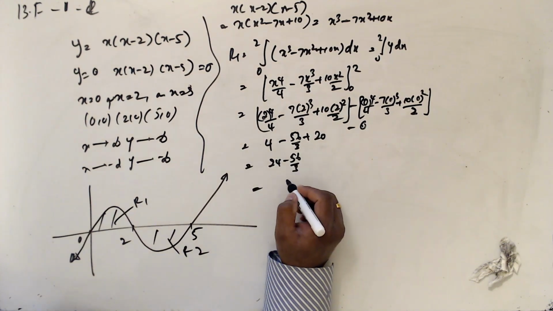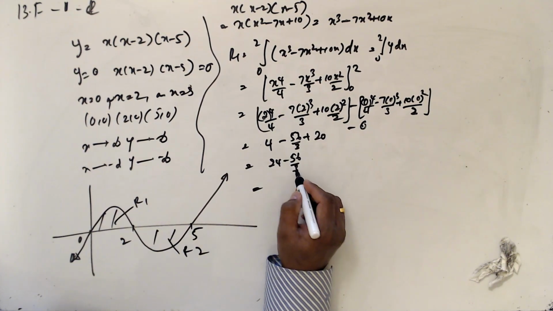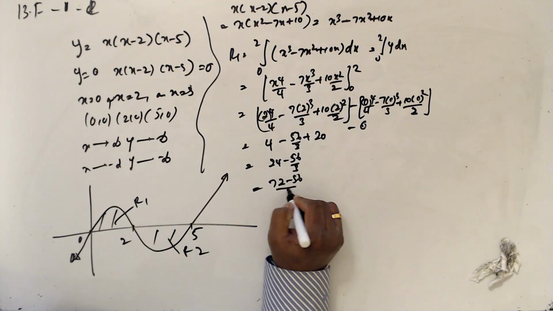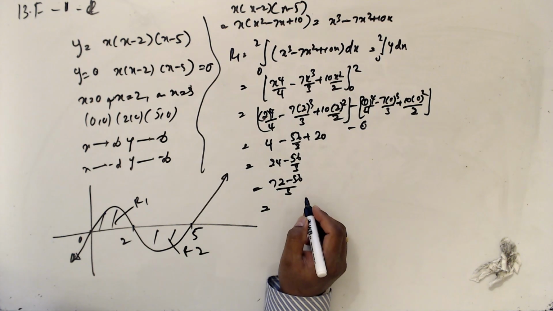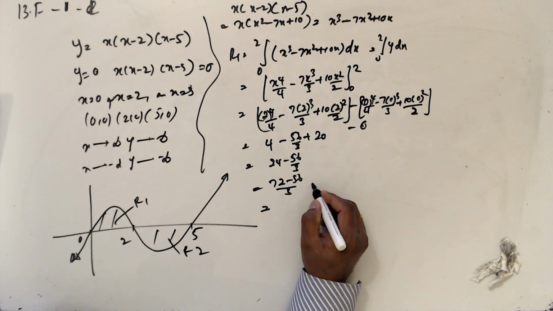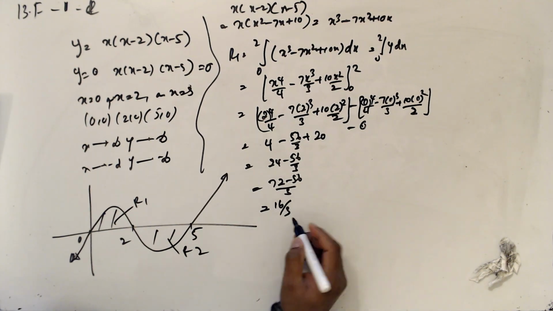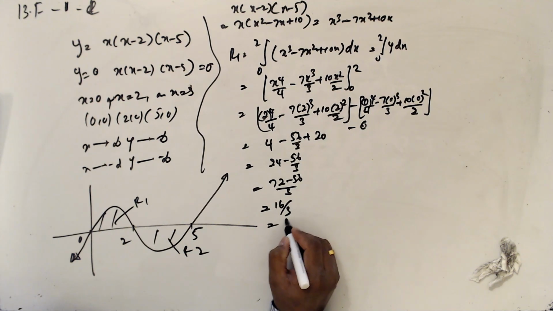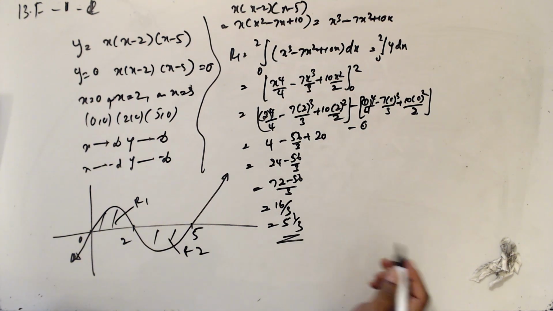So this is going to be 72 minus 56 over 3. That is 16 over 3, and this will become 5 and 1 over 3.